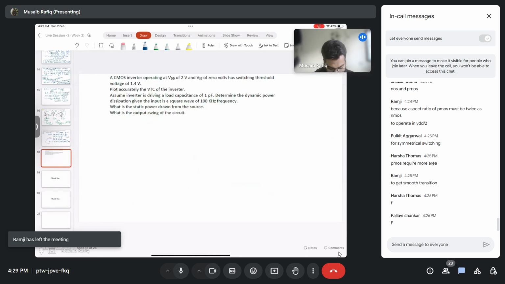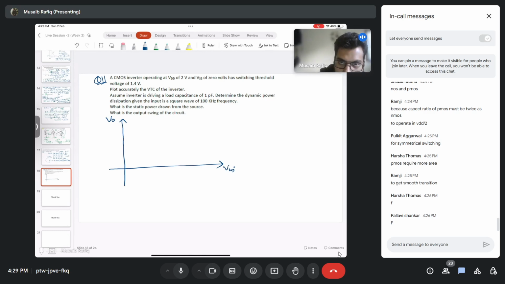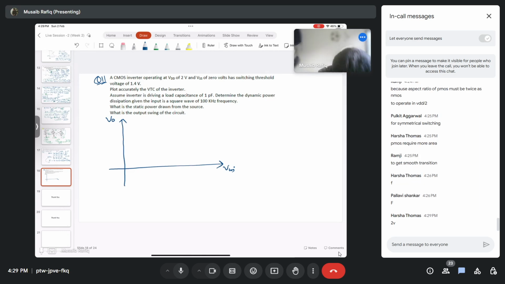Now the last question of today's live session, which states that a CMOS inverter operating at VDD of 2 volts and VSS of 0 volt has switching threshold of 1.54 volt. Plot accurately the VTC of the inverter. So let's plot the VTC. This is Vout, this is Vin. So what is my VOH? Anyone? What will be my VOH? 2 volts. So like this. And what will be my VOL?